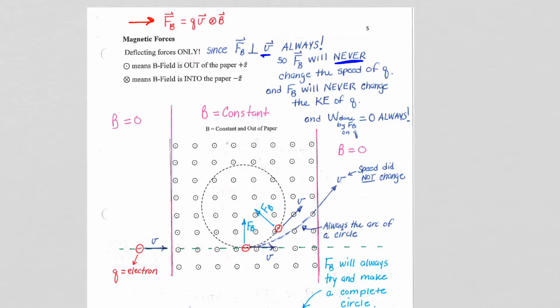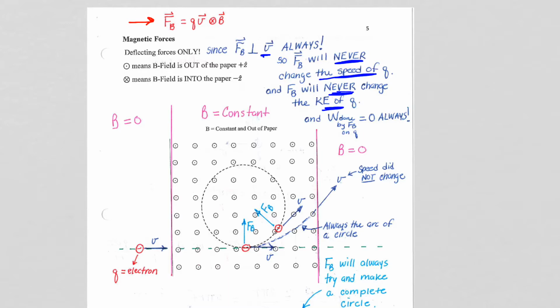The consequence of this is that the magnetic force will never have any part of it pointing with the V vector or against the V vector. So it will never change the speed of the charged particle. It will push and pull it, it will deflect it, but it will not change the speed.